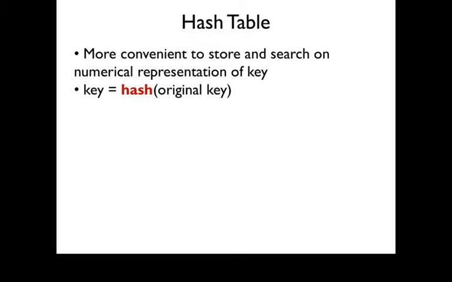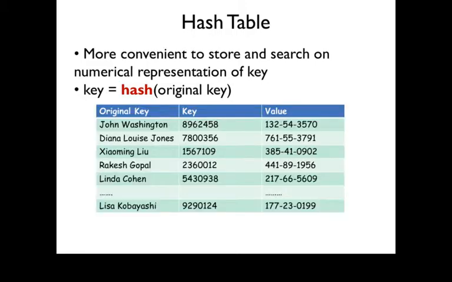But one general property is that it should disperse the file names to as many entries as possible. It should not map everything to the same number, right? So here's an example of how you might have a hash table of names and phone numbers, right? No, they're not phone numbers; they're social security numbers.